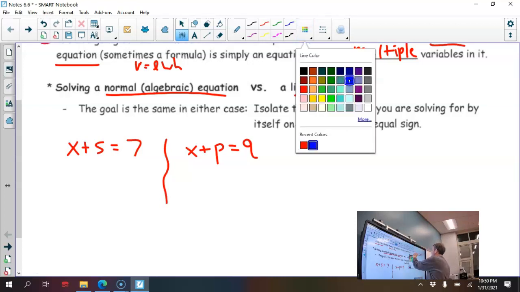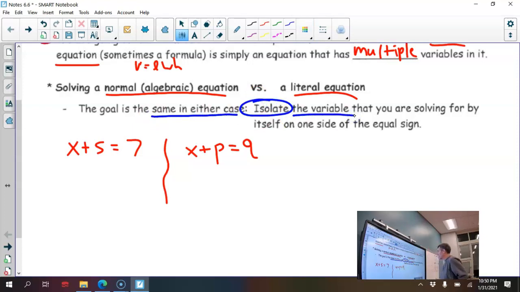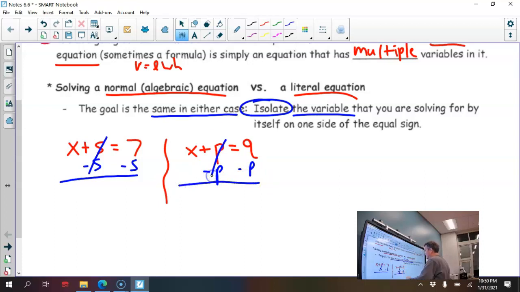And my point here is you solve them the same way, right? The goal is the same in either case. Isolate the variable that you're trying to solve for. Get the variable by itself. Over here, I would subtract 5 from both sides to solve for x. And the same thing over here, except I'd be subtracting p from both sides. And in both cases, I have gotten the x by itself. It's just the answer that looks different.